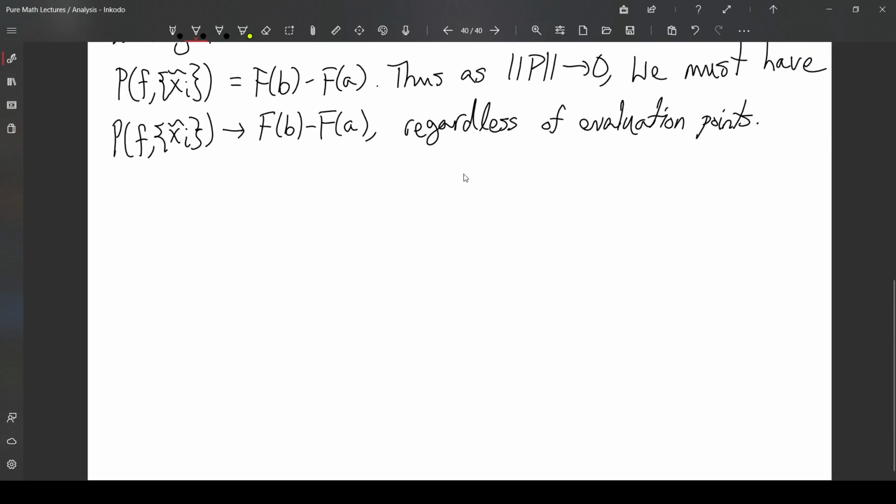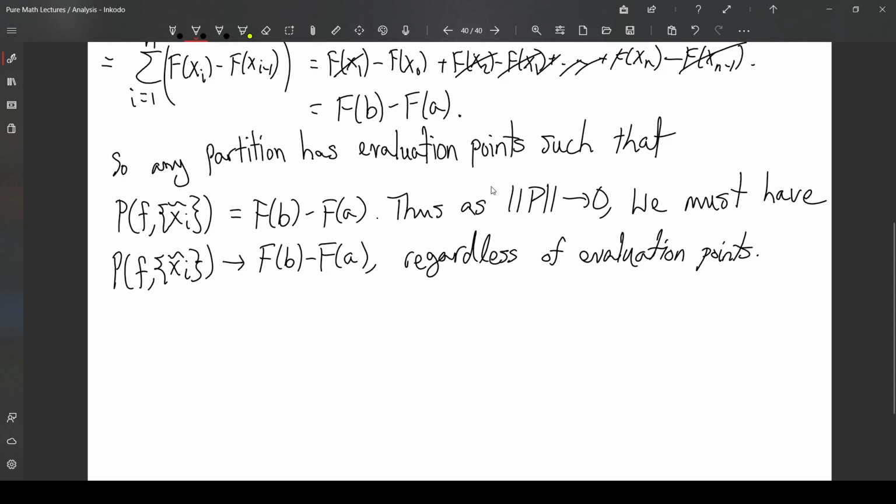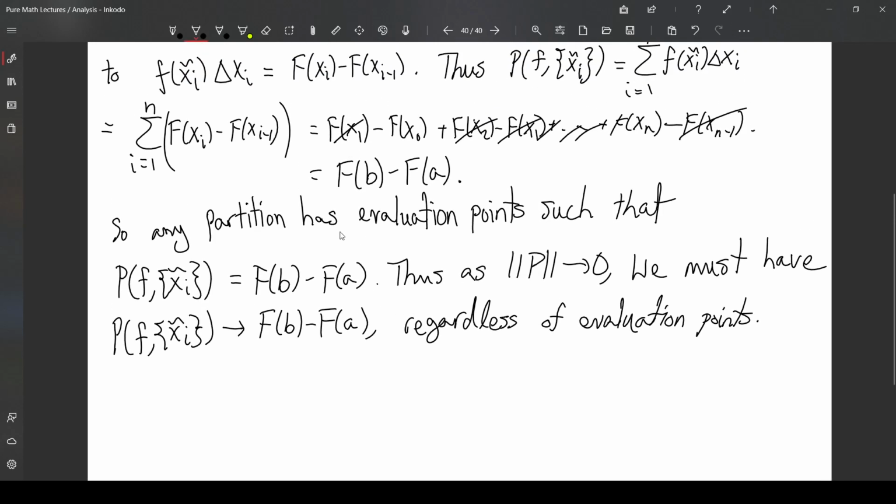But the main idea, and this holds in a lot of contexts, is that if you know that for any partition you can choose evaluation points such that your Riemann sums are going to be some fixed value, then you have to have that the integral of f over that interval is equal to that value.